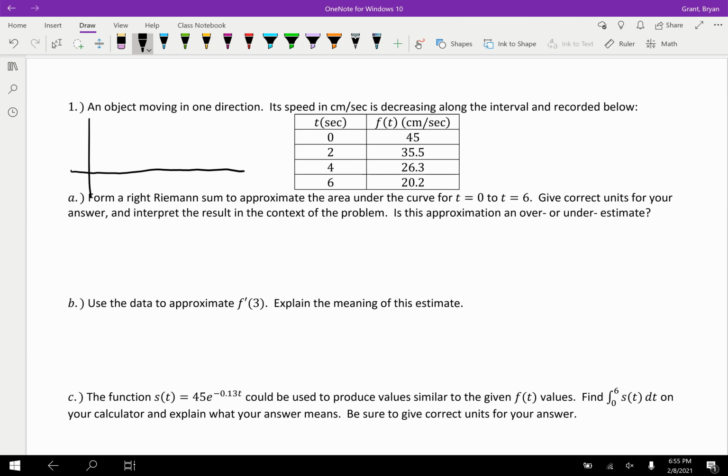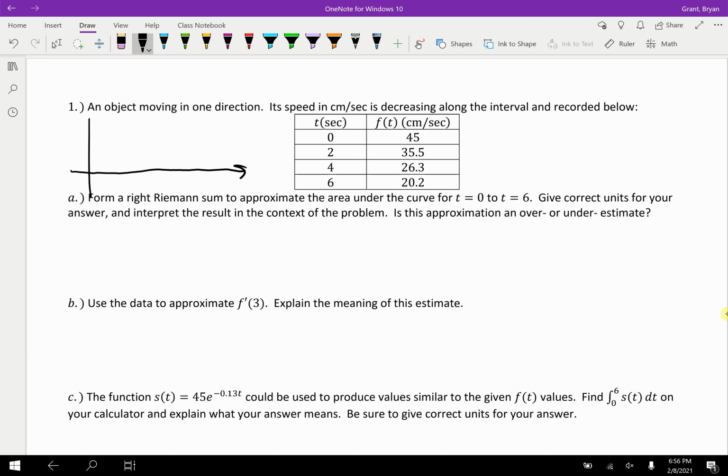Once you've done that, give correct units for your answer and interpret your result in the context of the problem. Is our approximation an over or underestimate? Okay, so why don't you guys try this one, practice those right Riemann sums, and then we'll come back together shortly. Ready, set, go.